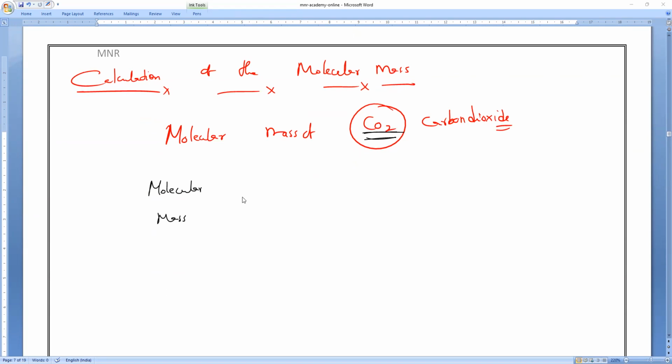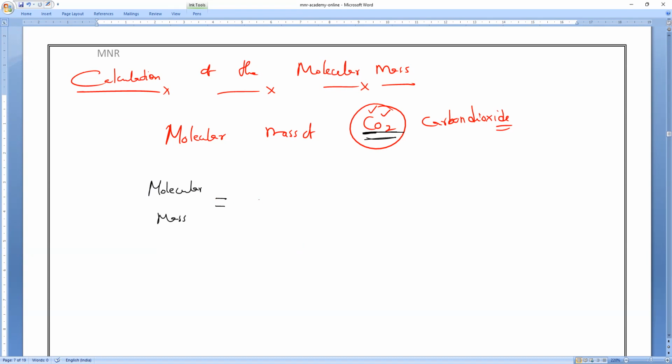So, the molecular mass formula, you learn, please. No book will be having this formula. If you learn this formula, you can write it for any compound. Write it. Now here, how many different elements are there? First, identify that. How many elements are there? Two. One is carbon, another one is oxygen.